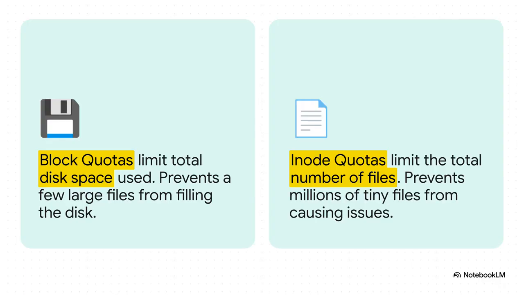You know, quotas aren't just about how much space you're using. That's what block quotas are for. They stop users from uploading a few giant files and filling the disk. But, and this is just as important, you have inode quotas. See, every single file and folder needs an inode, which is like an index card for it. If a user creates millions of tiny little files, they can use up all the inodes. And when that happens, nobody can create any new files, even if there's tons of free disk space left. It's a sneaky way a system can run out of room.